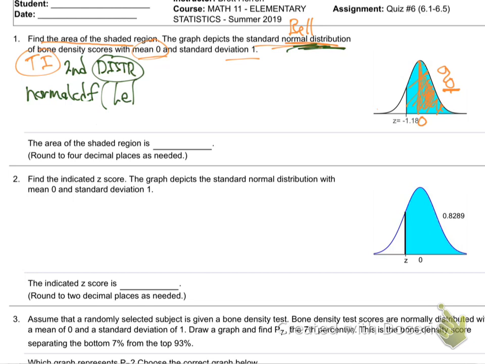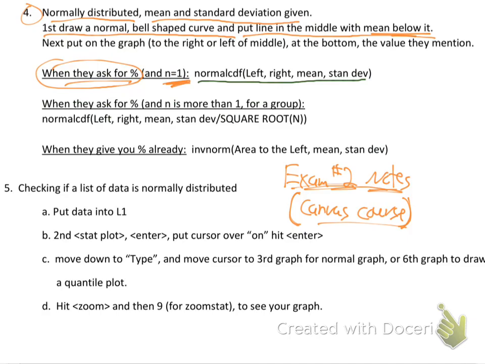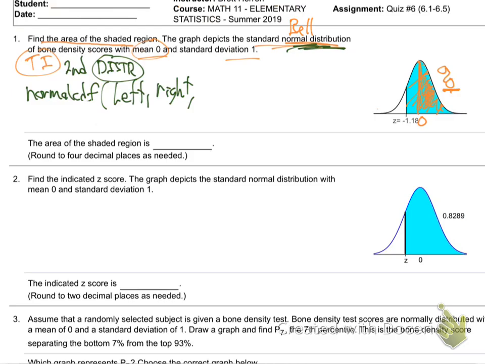And left edge, right edge. What else did it say? Left, right, mean, standard. Mean, standard. So normal CDF. What's the left? Now, what do they mean by left edge, right edge? They mean the left edge of the shading and the right edge of the shading. Well, the left edge is the negative 1.18.